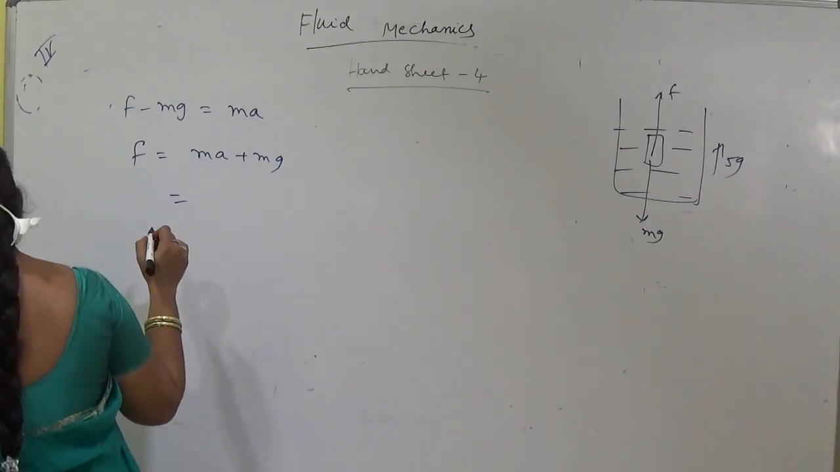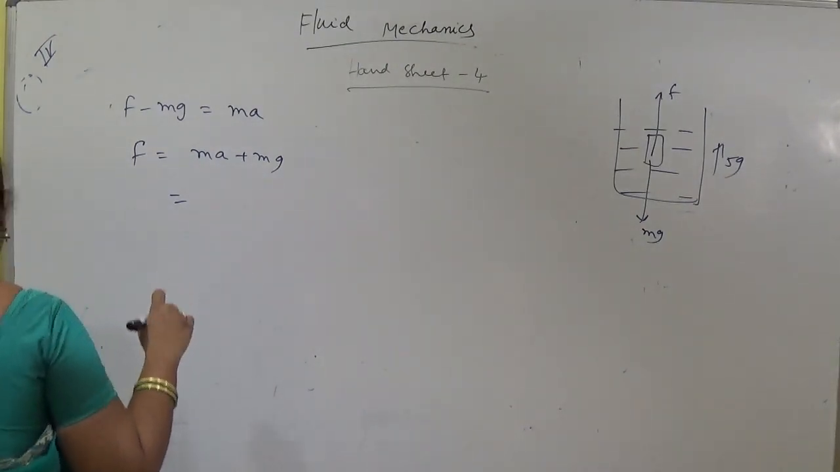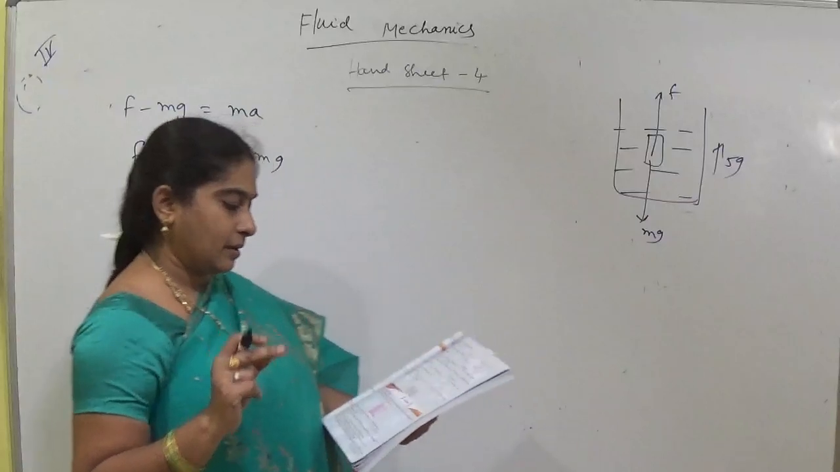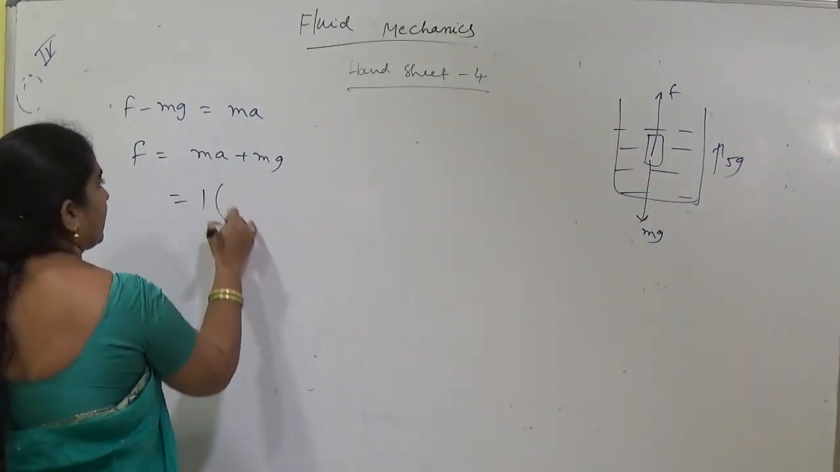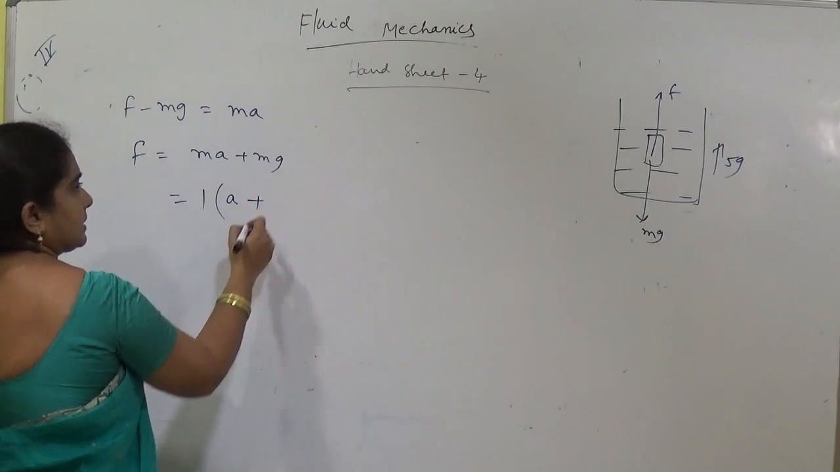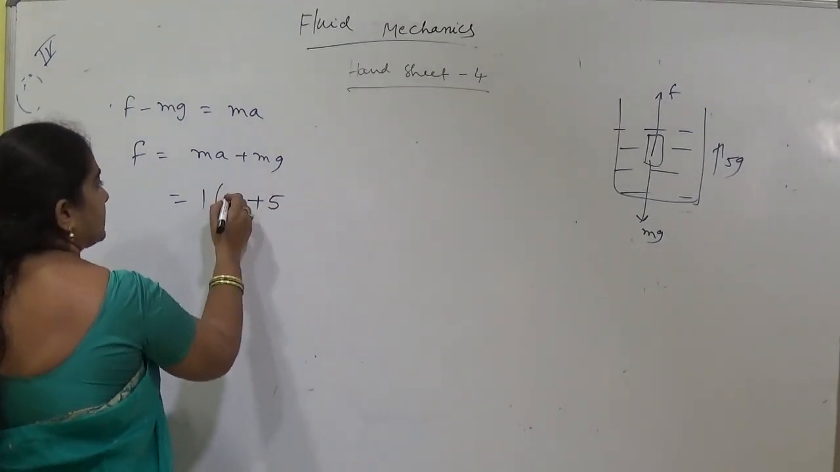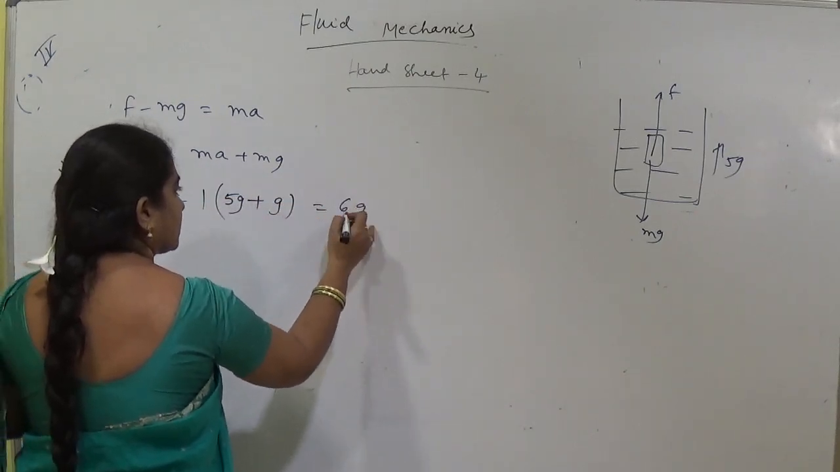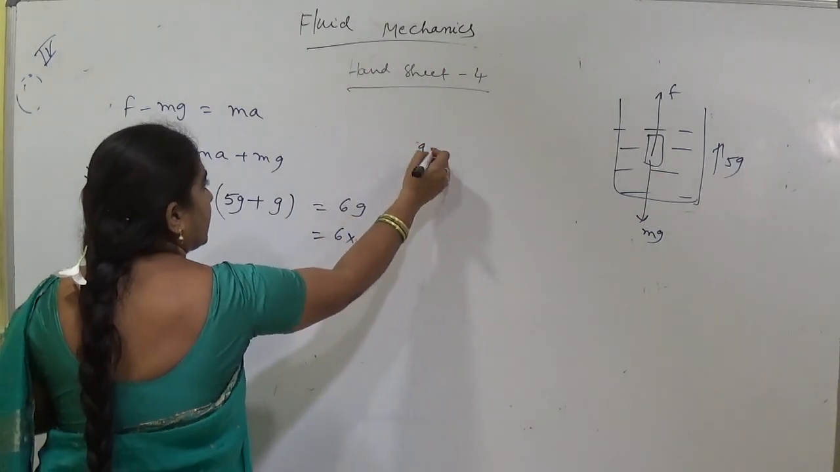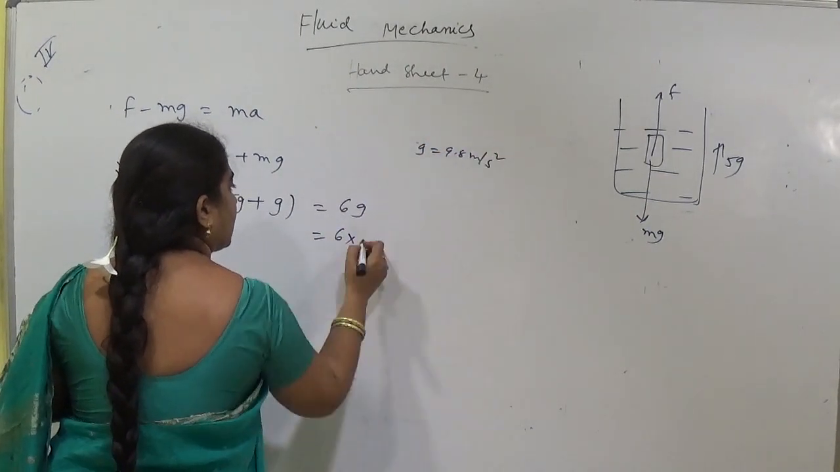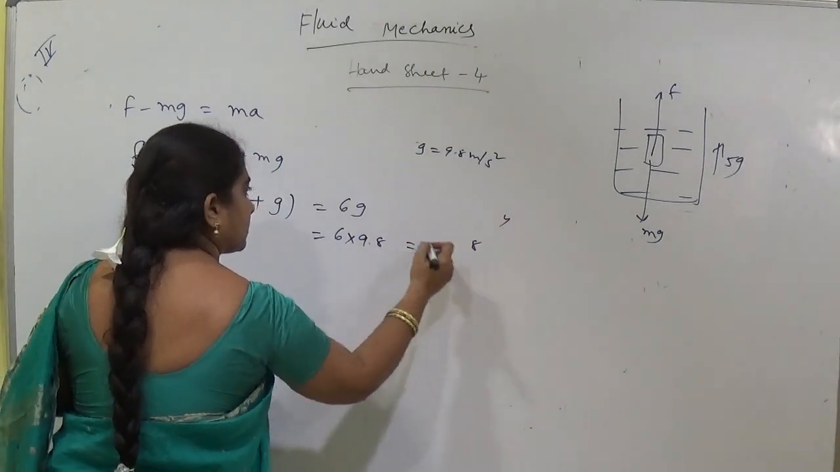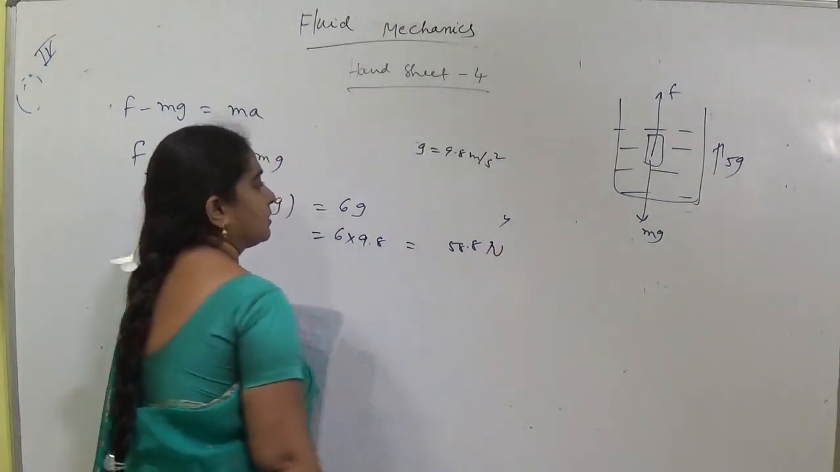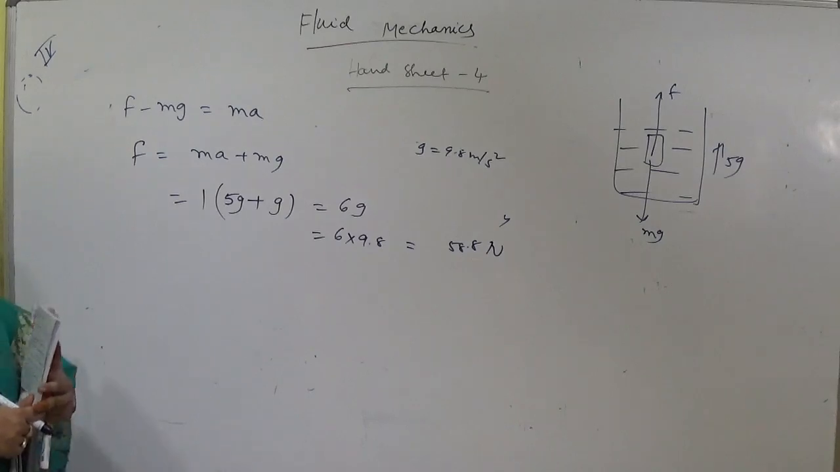What is the mass? In the choices, they gave the buoyant force acting on a 1 kg element. Taking 1 kg, 1 into a plus 5g, that is 5g plus g, 6g. 6 into g value 9.8 meter per second square, that is 58.8 newtons.